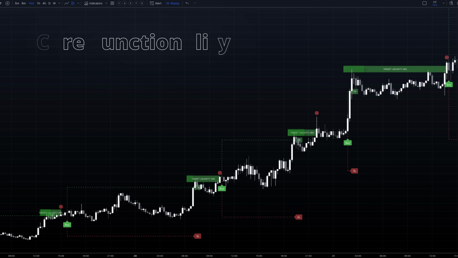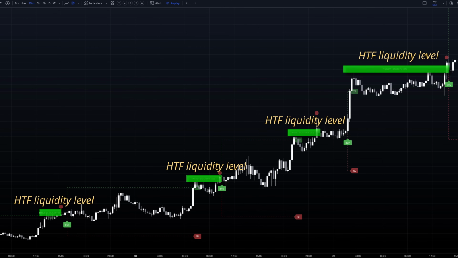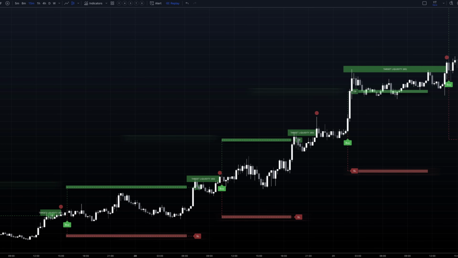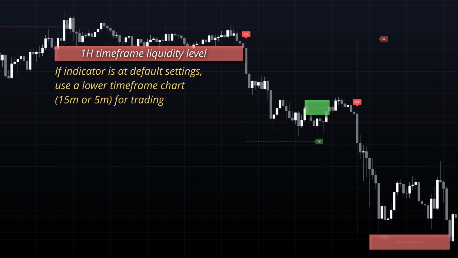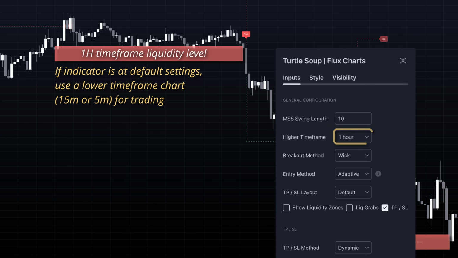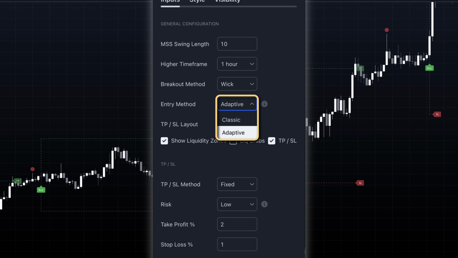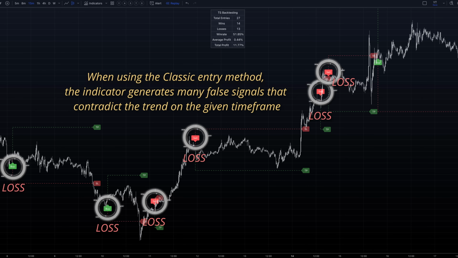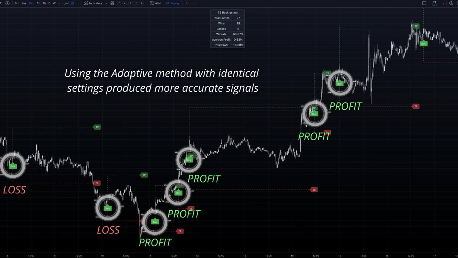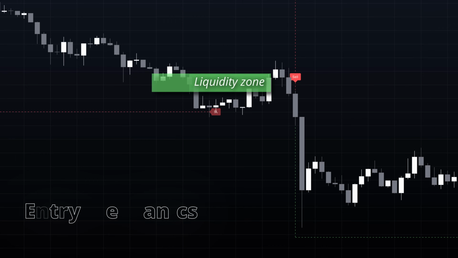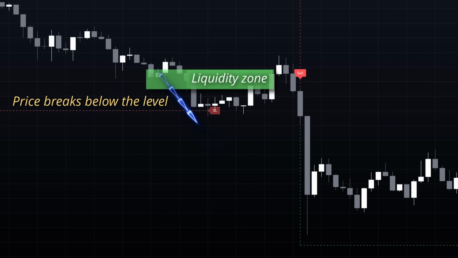This technical analysis tool operates by monitoring higher time frame liquidity levels and their subsequent breaks, entering positions with defined risk parameters. The indicator's primary mechanism revolves around detecting liquidity sweeps on a higher time frame, utilizing the 60-minute chart as its default setting. It monitors these sweeps through 2 distinct entry methods: classic and adaptive. The classic approach maintains a consistent directional bias, while the adaptive method adjusts its entries based on historical break patterns, potentially offering more nuanced trade setups. When a liquidity level is breached, the indicator doesn't immediately trigger an entry.